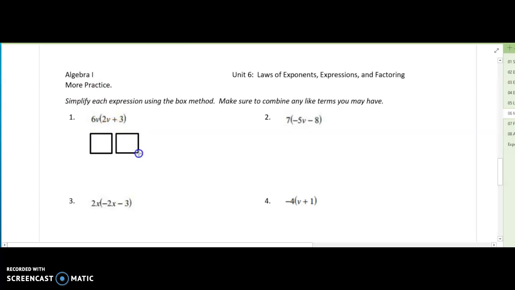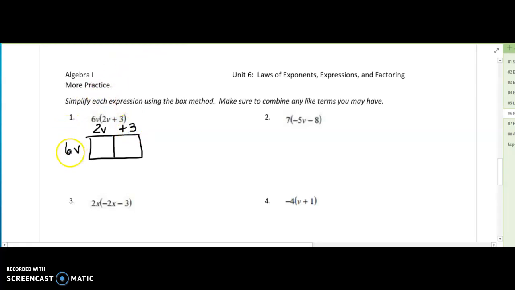Well, probably not going to work during these boxes, is it? Probably not. Okay, fine. I'm going to erase those. I just have to draw them. Okay, so I have this one term, the 6v, right here, and I'm going to multiply it times 2v plus 3.